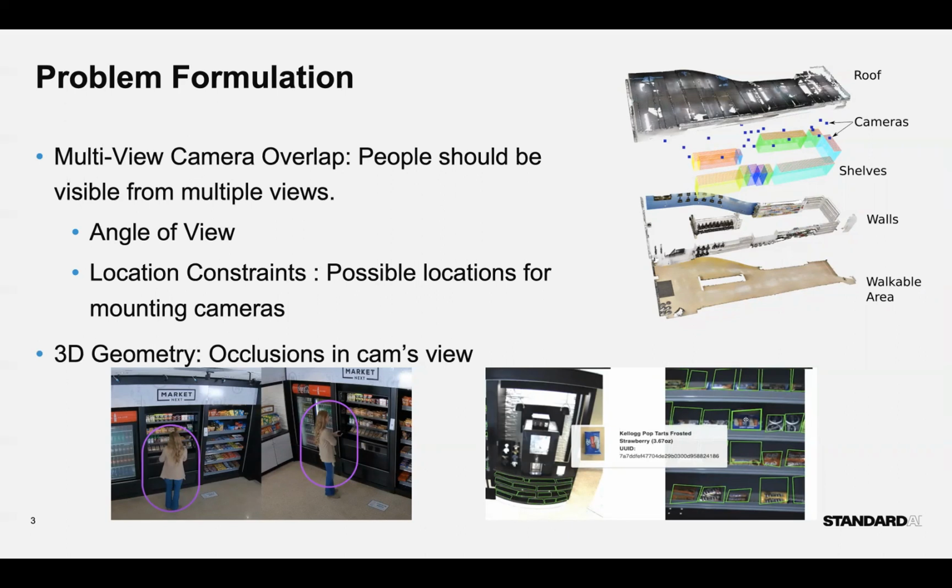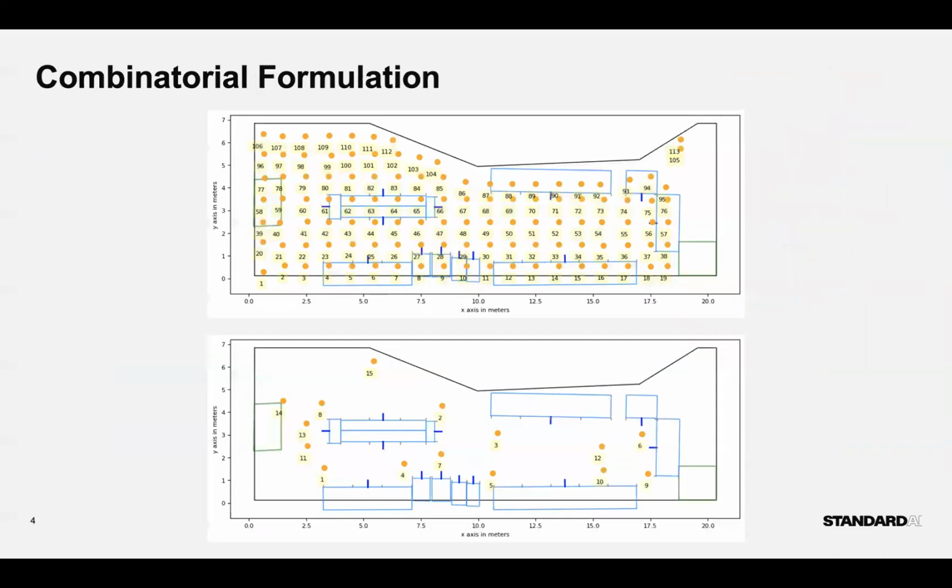The angle of view, or the angle at which the camera observes a specific surface, may also be constrained to observe the items in a shelf. Further, to ensure the accuracy of the view for each camera being placed, it is important to account for the 3D geometry of the environment.